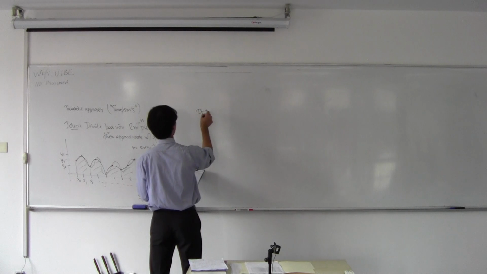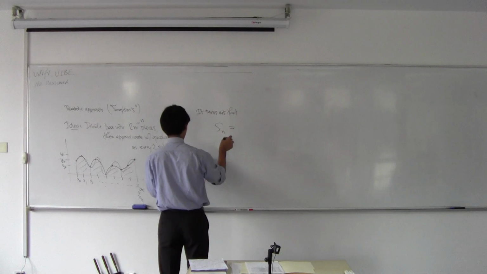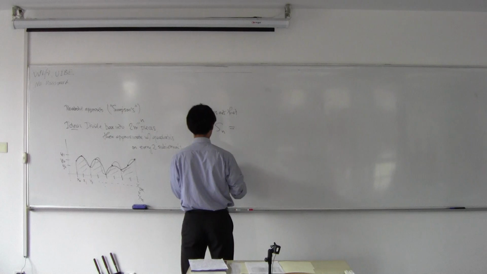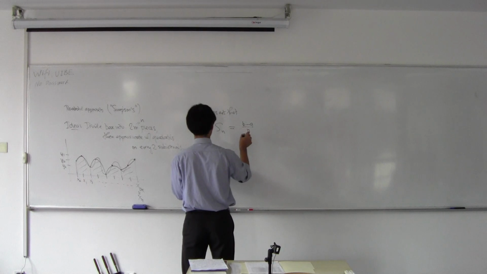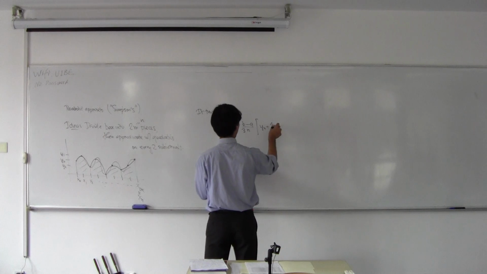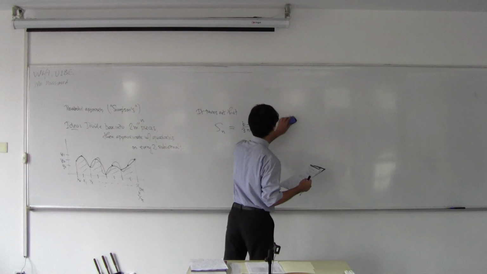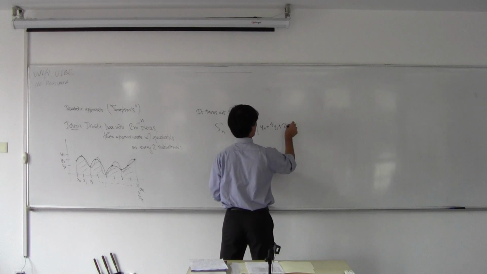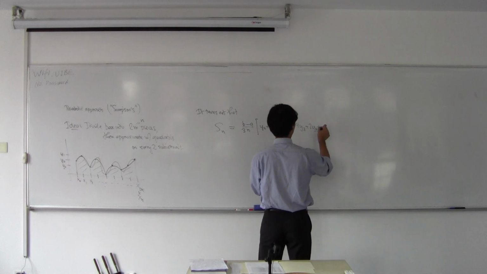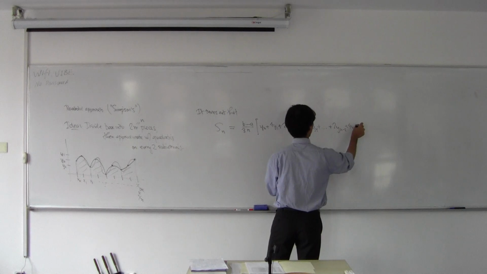It turns out that the area is actually going to be b minus a over n divided by 3 times y0 plus 4y1 plus 2y2 plus 4y3 plus 2y4 plus blah blah blah plus 2y(n minus 2) plus 4y(n minus 1) plus yn.